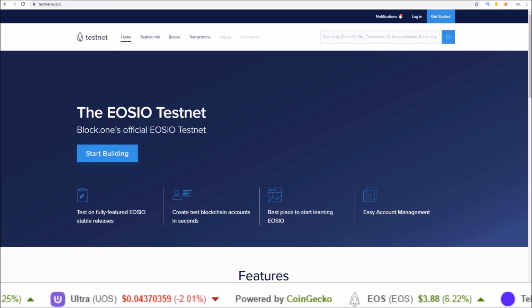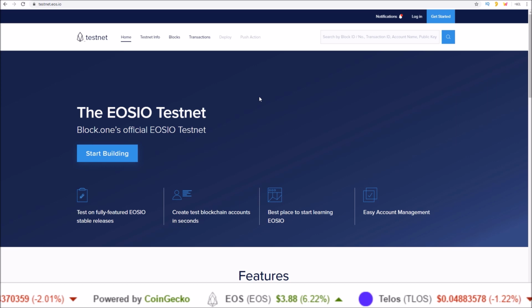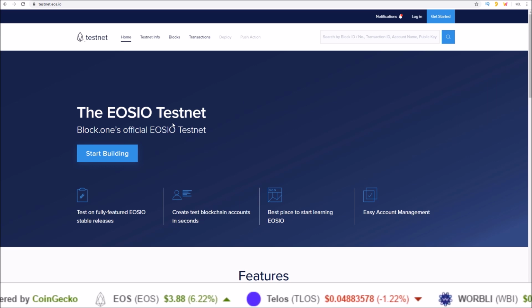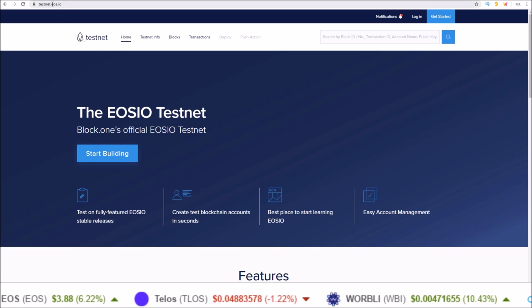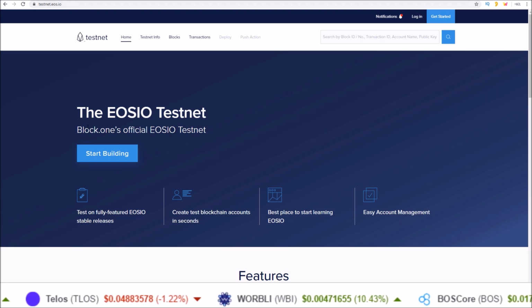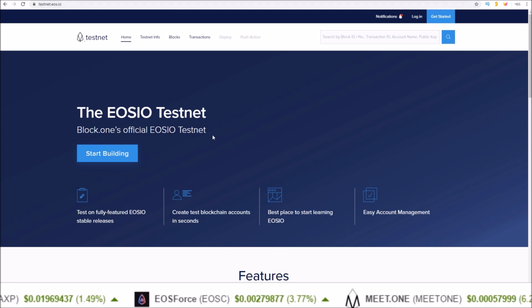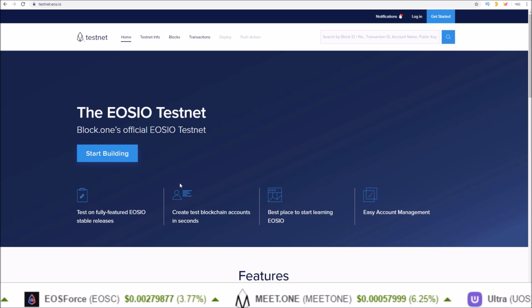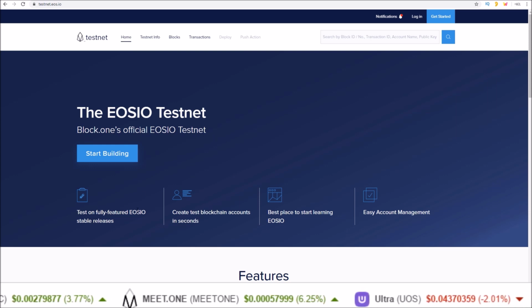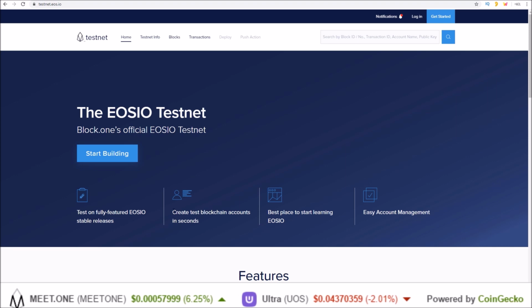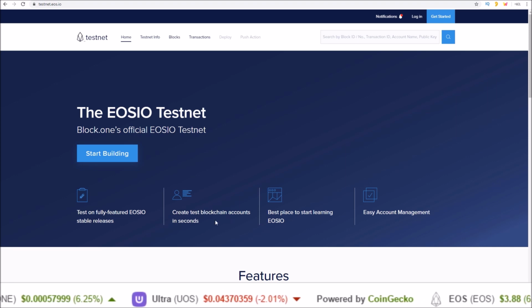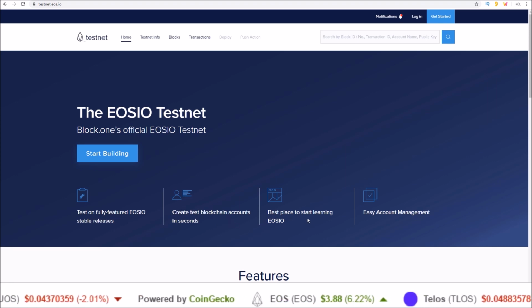So next up, BlockOne now has an EOSio testnet. This is found at testnet.eos.io, BlockOne's official EOSio testnet. So this is going to be great for development on EOS. Test on fully featured EOSio stable releases. Create test blockchain accounts in seconds. Best place to start learning EOSio.